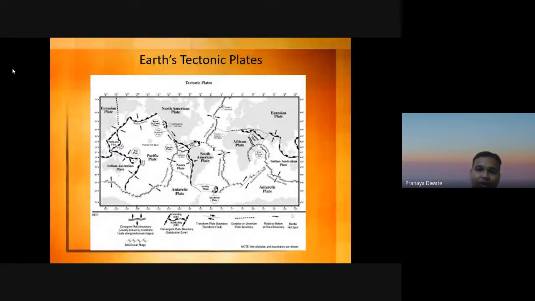So this is how the Earth's tectonic plates look.